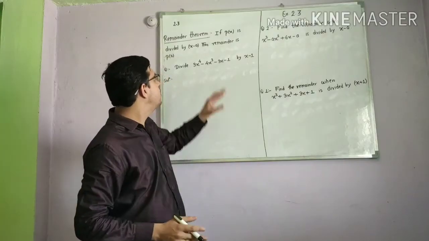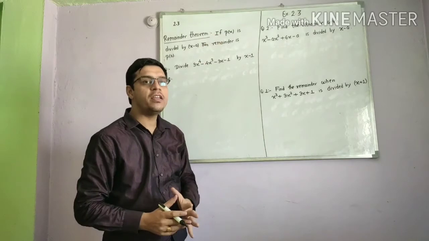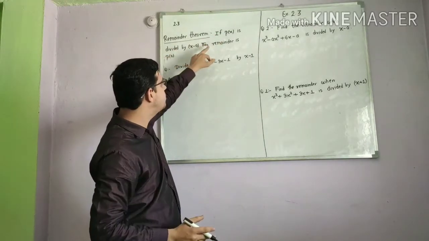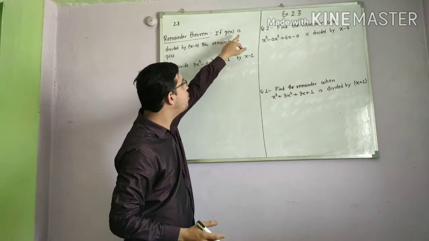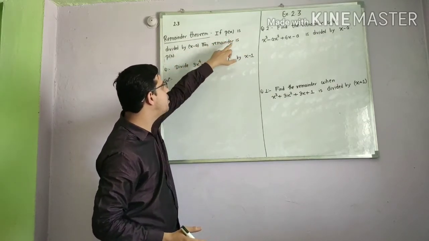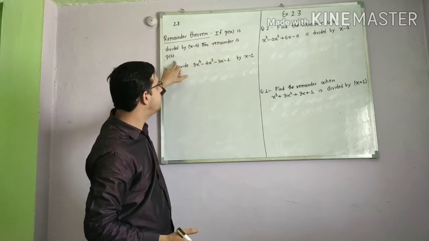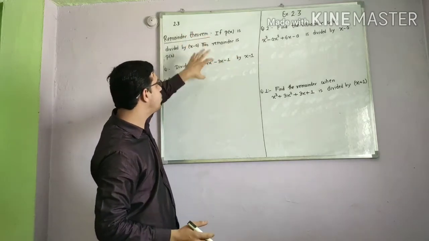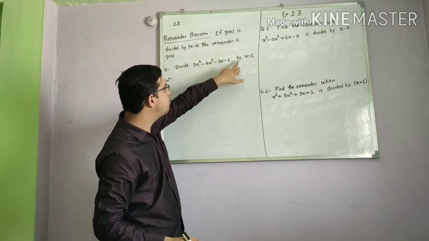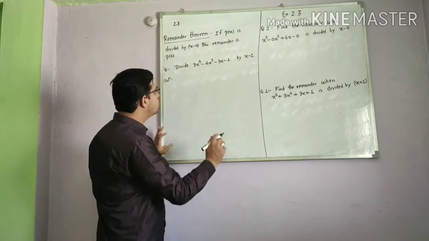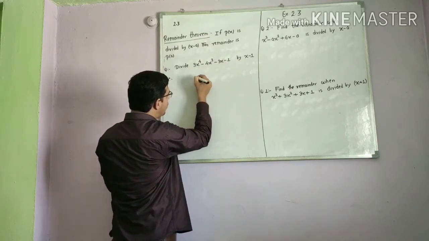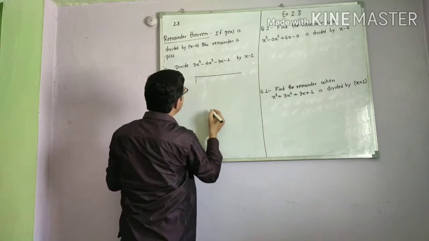Next topic is the remainder theorem, which is very important from the exam point of view. What this theorem says is that if p of x is divided by x minus a, then the remainder is p of a. Now this seems a little tough to understand, so let's see it with an example. This is a question: divide this by this. So here we have to divide this by this. So for that what will we do? First I am doing the long division method.